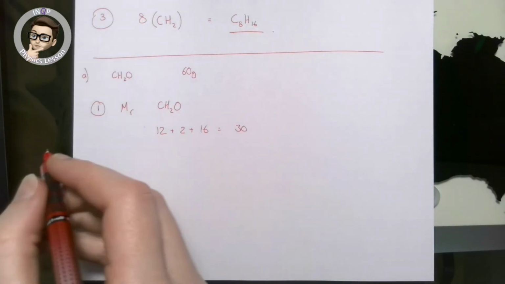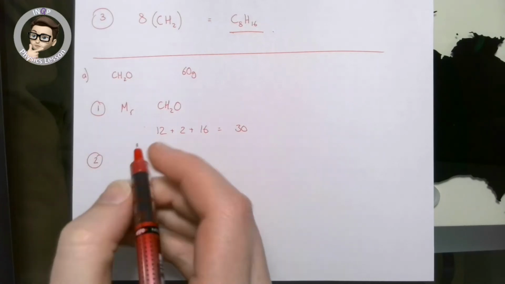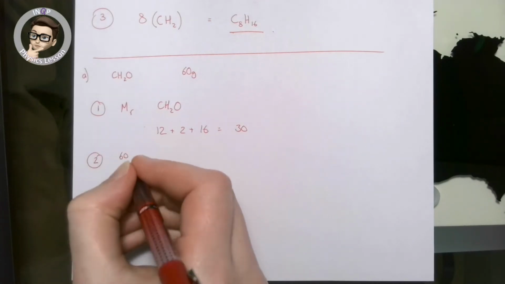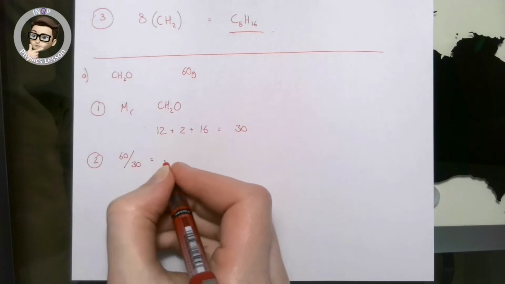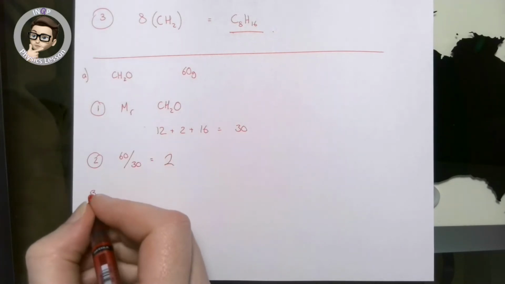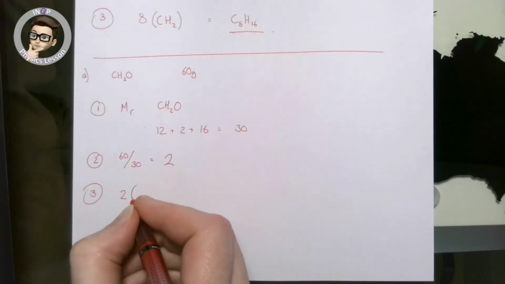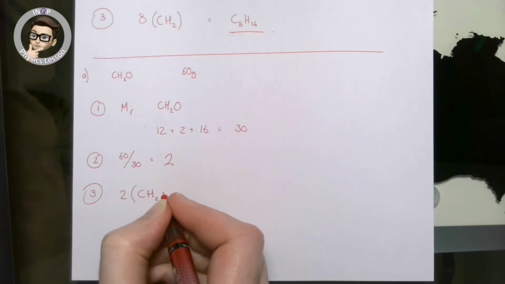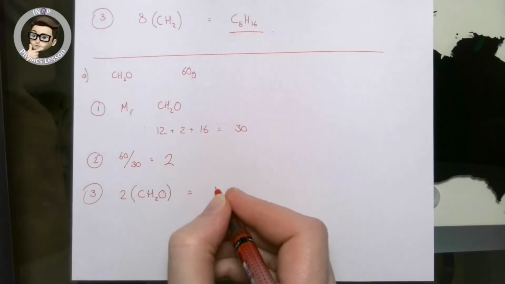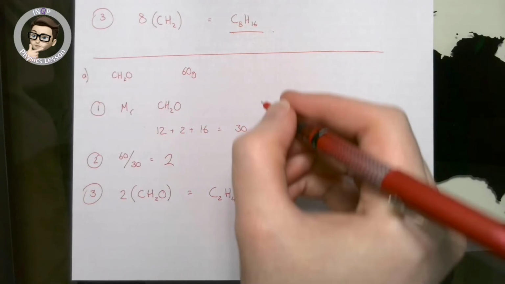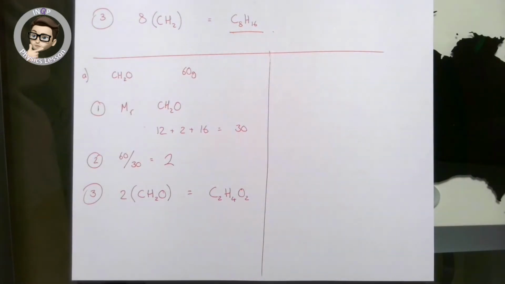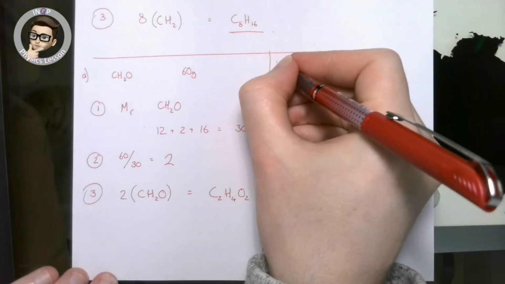We're then going to do step 2. We're going to divide the mass we're given, which is 60, by our relative molecular mass, which is 30, which is going to give us 2. So our answer is going to be 2 lots of CH2O, which really is C2H4O2. So there's part A. We'll do part B on this side.